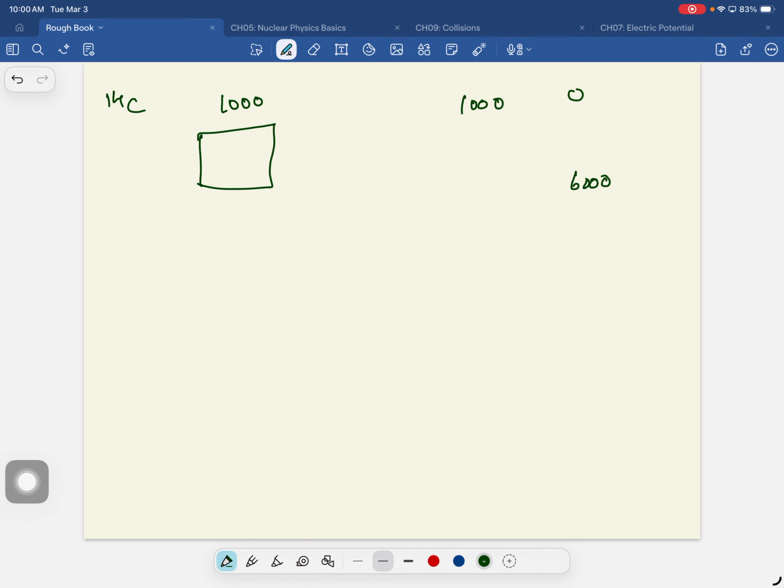Okay. So let's say it had 1 billion carbon atoms, and for every billion there was only, you started with 1 carbon-14. So, okay. Everybody understand this? All right, so this is that.